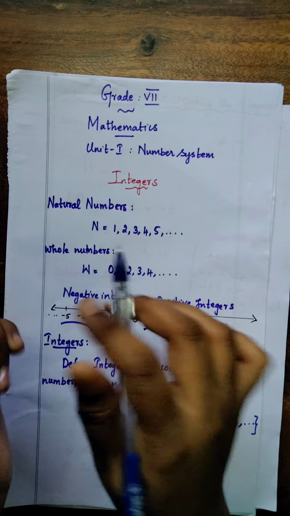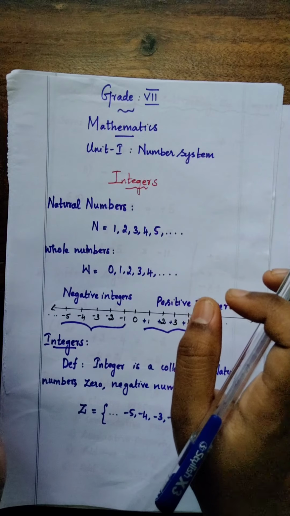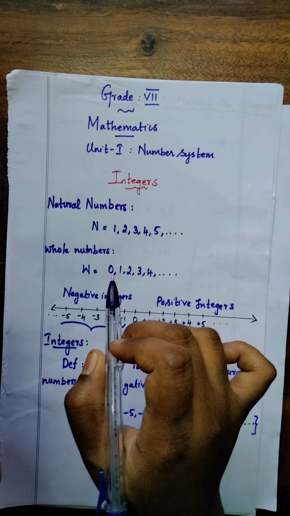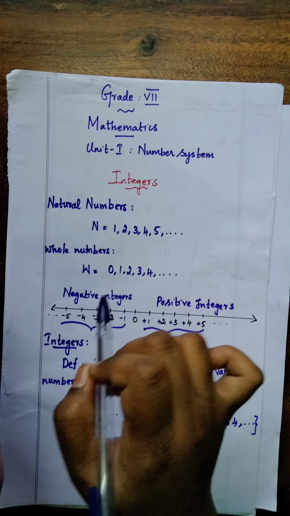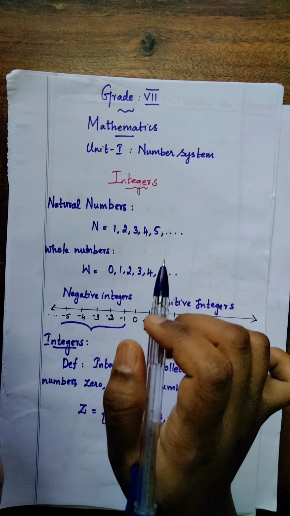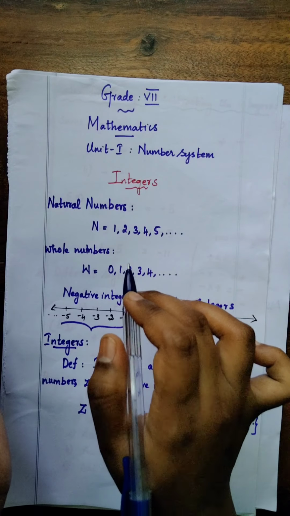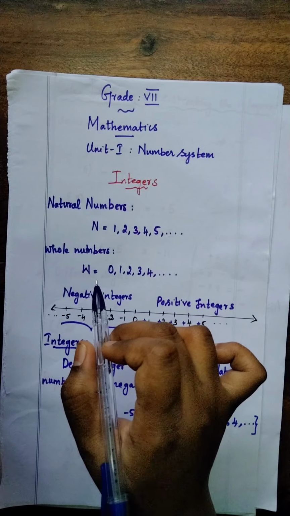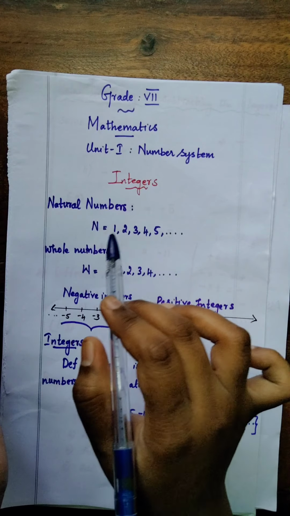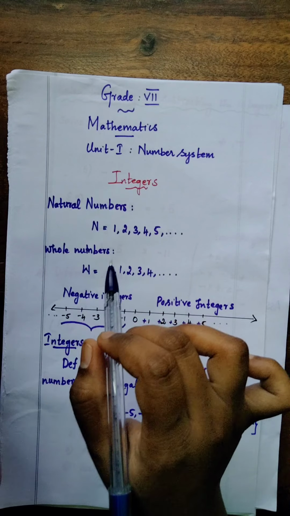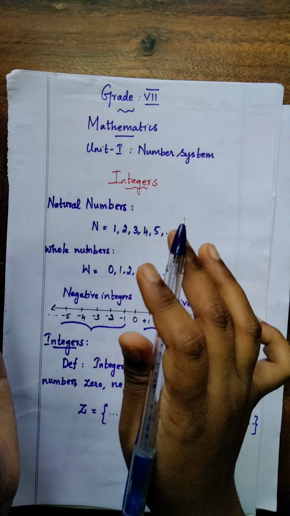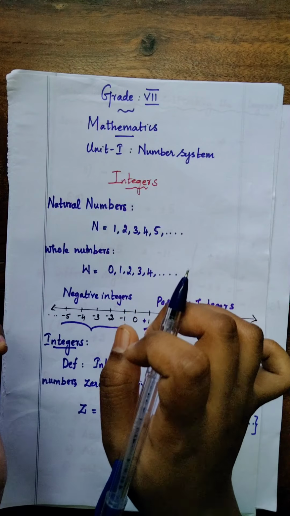Next, whole numbers. Do you all know what whole numbers are? Yes, very good. Whole numbers start from the number 0: 0, 1, 2, 3, 4, and it goes on. They are denoted by the letter W. Natural numbers are denoted by the letter N and whole numbers by the letter W. Understand? These are all about natural numbers and whole numbers.